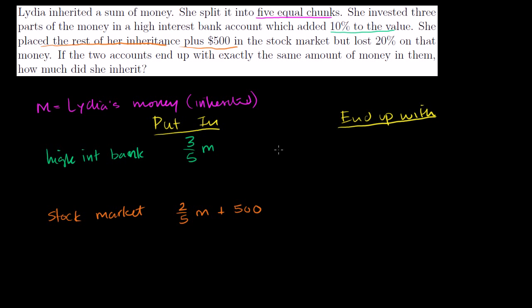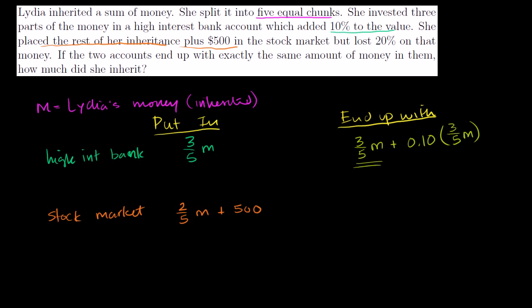So on the checking account, it added 10% of its value. She started with 3/5 of her money, and it added another 10% of that. So plus 0.10 times the amount of money she put in, times 3/5 of her money. This is how much she ends up with: her original amount plus 10% of the original amount. It grew by 10%.